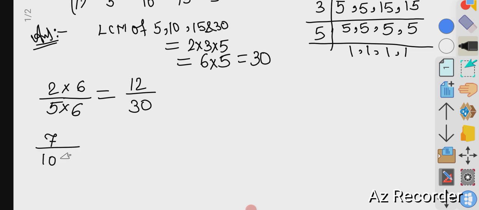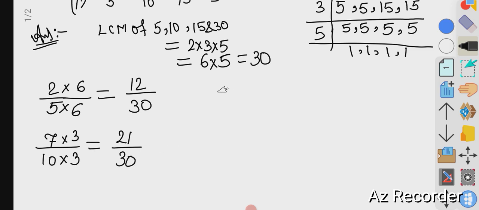Now take the next rational number, 7 upon 10. We want the denominator 30. So what do we want to multiply in the denominator? 3. Very simple. So we will also multiply 3 in the numerator. So it is 21 upon 30.